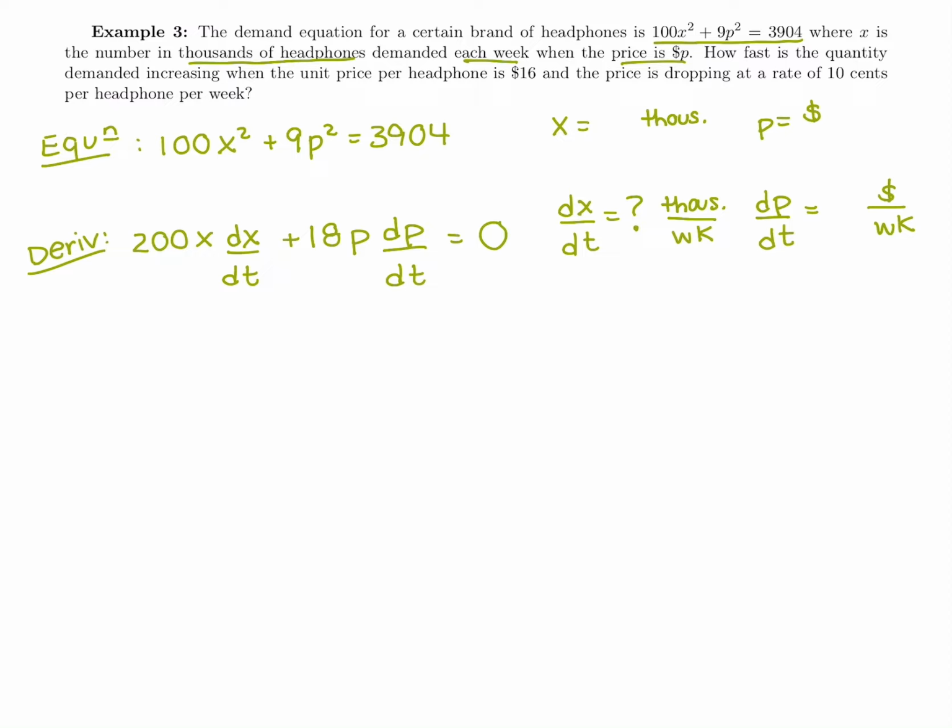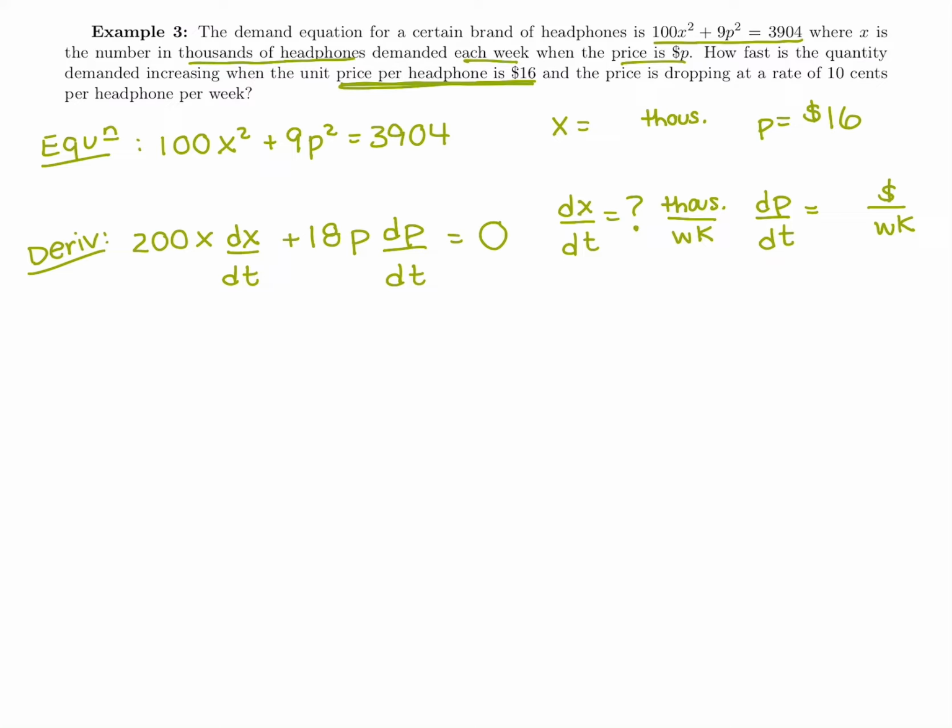It says the unit price per headphone is $16. So it's definitely not going to be x or dx/dt since this is in dollars. It must be p or dp/dt. Is that the current price of the headphones, or is that how fast the price is changing each week? Well, it doesn't say the price per headphone is increasing by $16 per week. It just says the current price is 16. So that's going to be the regular p.